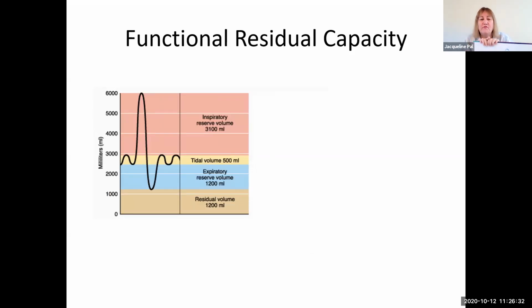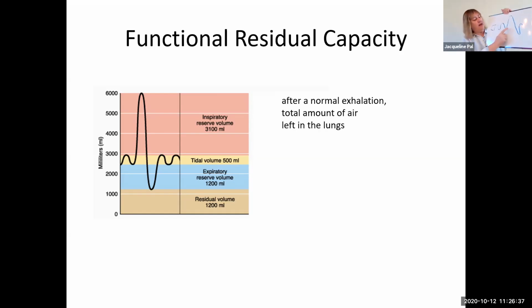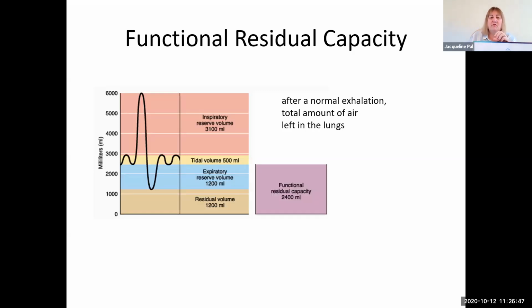Another capacity is called the functional residual capacity. And for this one, we have a normal exhalation, and what we are looking at is how much air is left in the lungs. And so what that is going to involve is our expiratory reserve volume plus the residual volume. So this is air that we are not exchanging in our normal exhalation. It still has some gases in there that could get some gas exchange going, but it's the air that just kind of sits in there and holds things open.